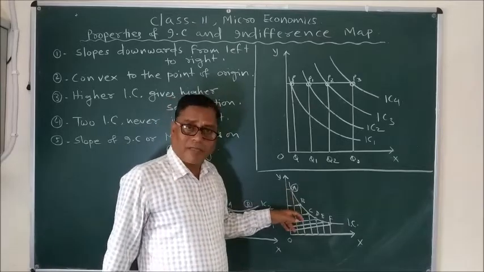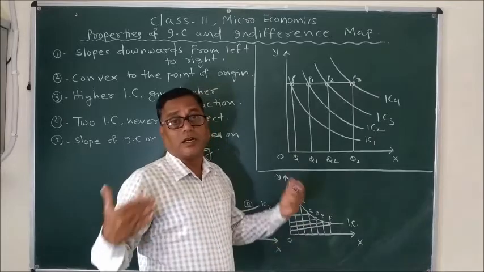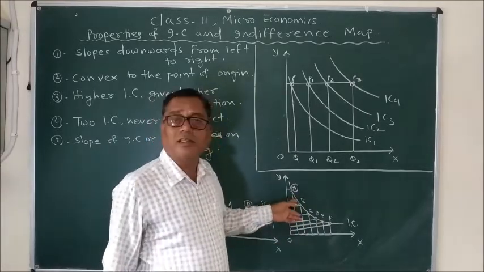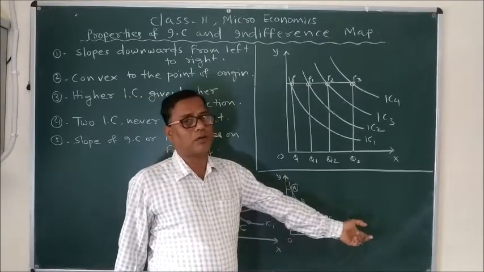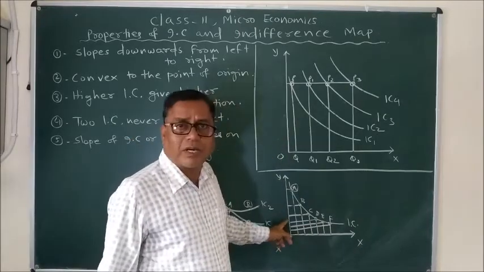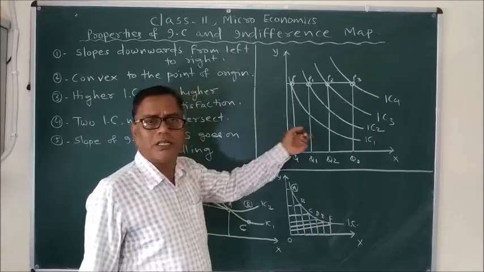That is the reason why the consumer is willing to sacrifice lesser and lesser Y for one more unit of X, and that exactly is the reason behind the convexity of the indifference curve. Indifference curves are convex to the point of origin. Why? Because MRS, that is marginal rate of substitution, goes on falling.